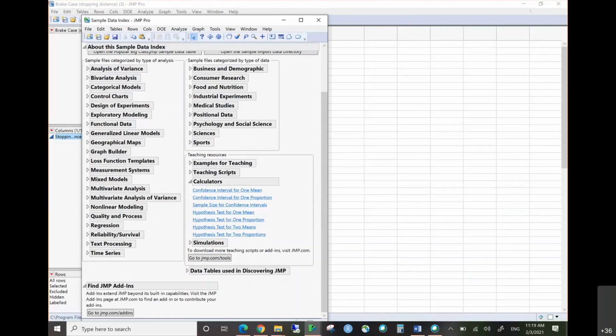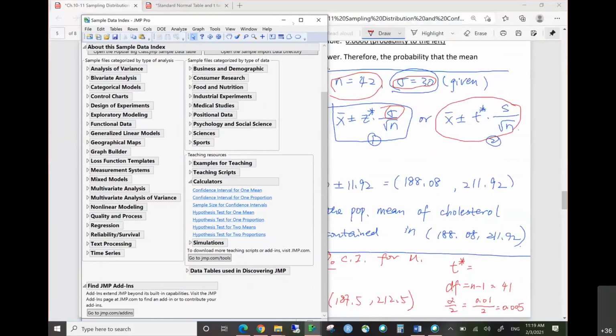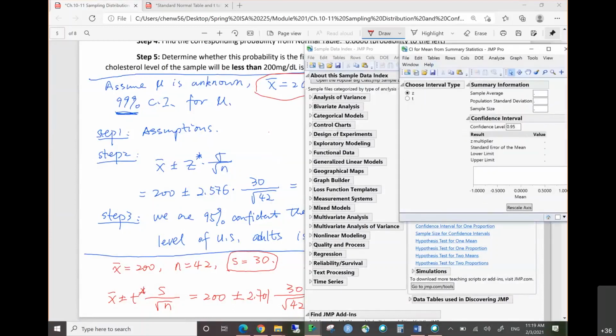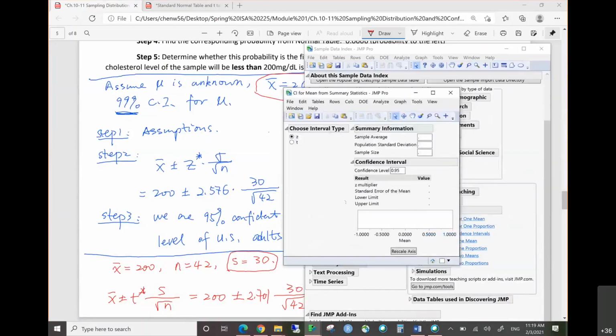So let's do an example. We want the 99% confidence interval for the population mean. That will be the first option. Since we do not have the raw data, we have the summary statistics, we just choose the summary statistics and click OK. There is one screen where you enter all the information you need.